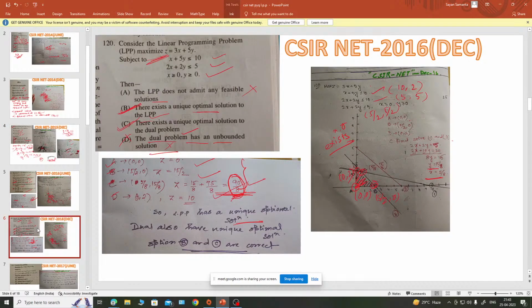Feasible solution means a solution exists, and for the optimal solution, if the problem is maximized, then which gives the maximum value. If the problem is minimized, then which gives the minimum. That is our optimality. Is it clear to everyone? Okay, welcome.